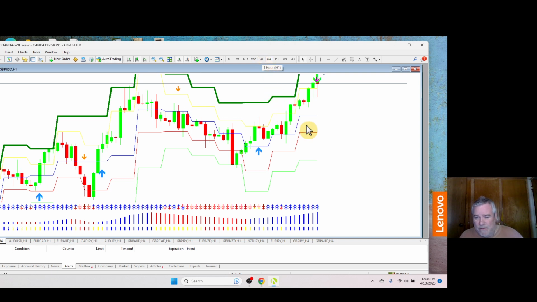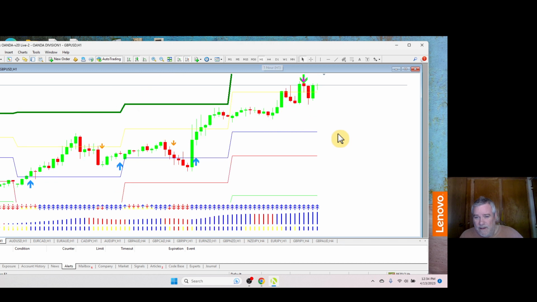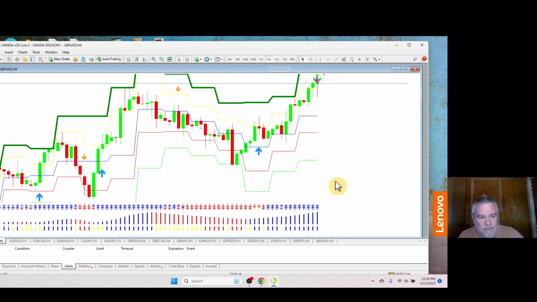The 1 hour is saying it's in sell mode. If you wanted to get in here, there's your stop. If it just touches that high, it's wrong. You've got to get out. If you wanted a low risk sell, you could get in here right now in the 1 hour. That's the pound dollar.